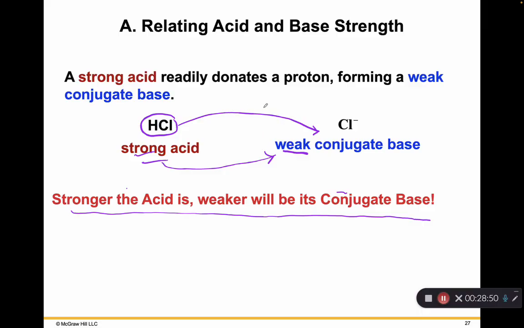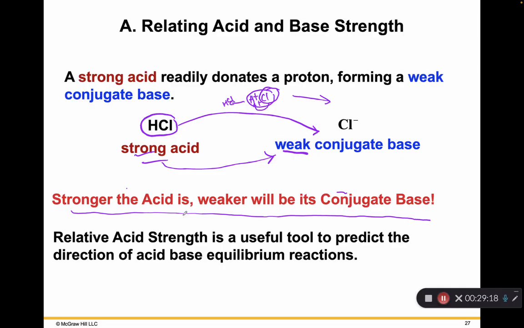If you want to know why this happens, a strong acid is giving away all of its H plus, leaving H plus and Cl minus as the products. This Cl minus does not want to react with H plus and give back HCl. So the forward reaction is more dominant and the reverse is not. That's why we have a weak conjugate base there. So relative acid strength is a useful tool to predict the direction of an acid-base equilibrium reaction.